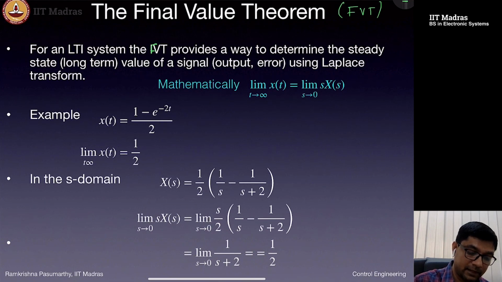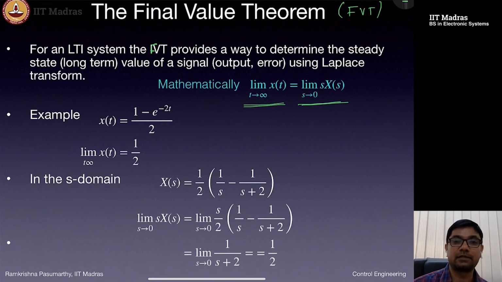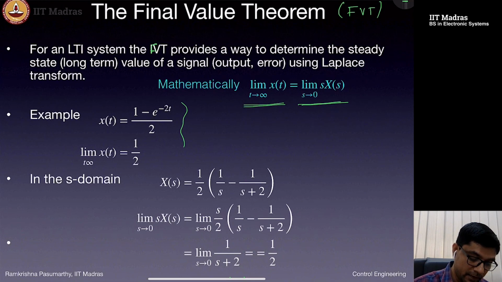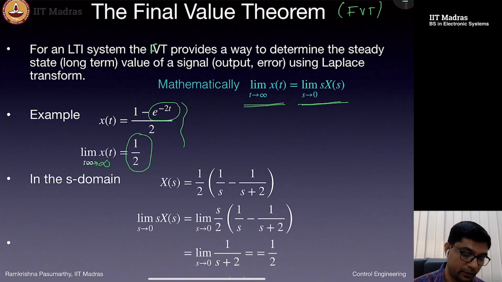Mathematically, this means that limit t going to infinity, x of t is simply limit s going to 0, s times x of s. Okay, let's verify this with the help of a signal. So I have x of t is (1 minus e power minus 2t) over 2. I'm just looking at this as a limit t going to infinity. As t goes to infinity, this goes to 0. I'm just left with 1 over 2.